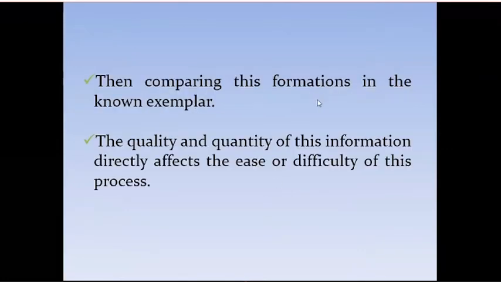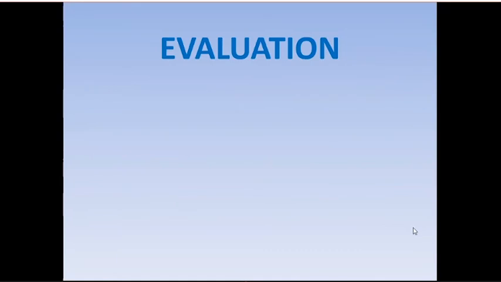Then comparing this formation in the known exemplar. Once you have seen them, you need 10 points of comparison. That means you must have seen at least 10 characteristics in the latent print. Then those 10 you compare to the standard print. The quality and quantity of this information directly affects the ease or difficulty of the process. Right? This is where the ordeal of searching begins. After that, evaluation.